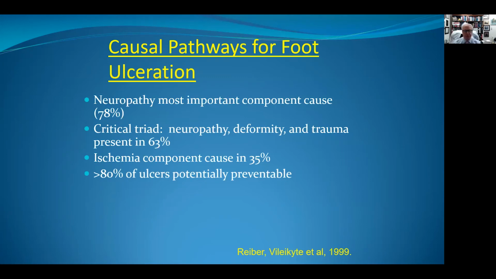It's been shown in multiple studies that of the causal pathways for foot ulceration, number one on the hit parade is neuropathy. You take the critical triad of sensory neuropathy, deformity, and trauma, which is present in at least 63%. If you add an ischemic component to that, that's only throwing gasoline on a fire. And the important thing is that greater than 80% of ulcers are potentially preventable. It breaks my heart every time I have to do an amputation of a foot or part of the foot, or have to refer the patient for a below knee amputation in cases that could have been preventable.